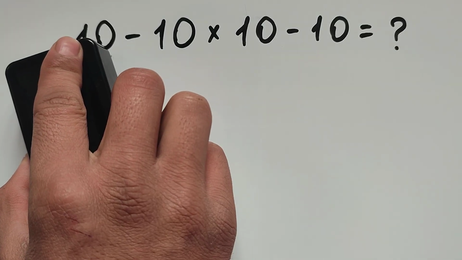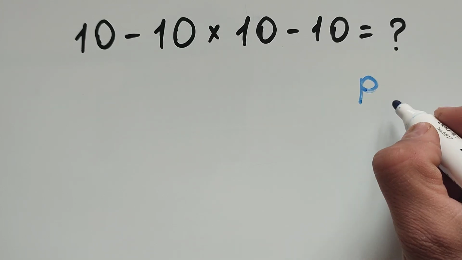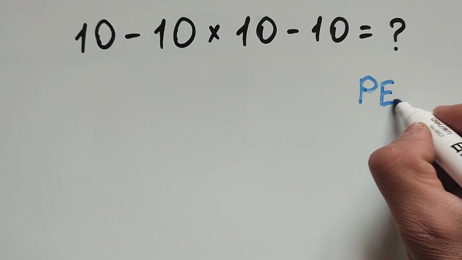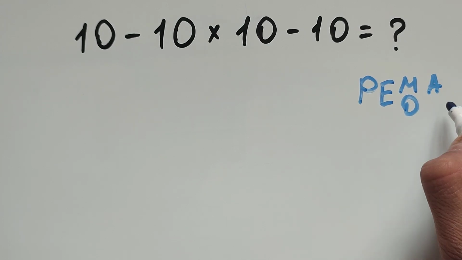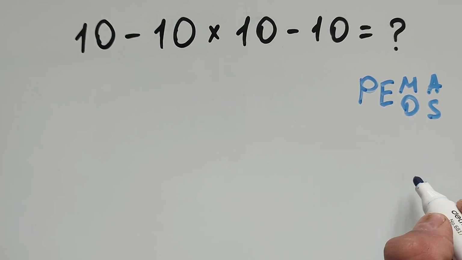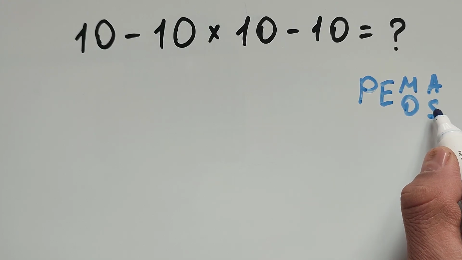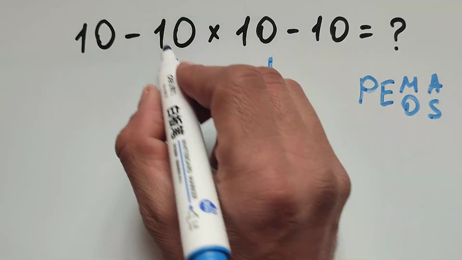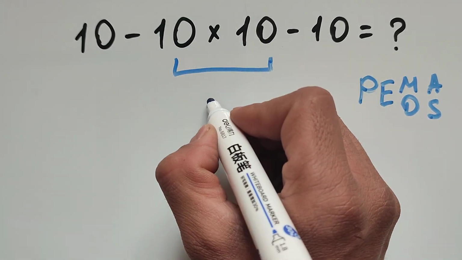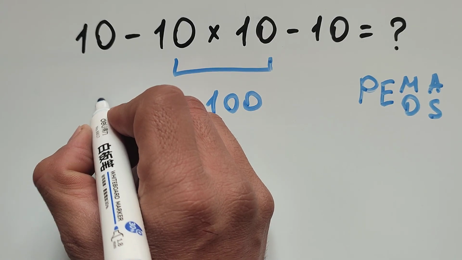According to the order of operations, first, we have to work inside the parentheses and then exponents, after that multiplication or division, and finally addition or subtraction. Here, multiplication comes before the subtraction, that's why we have to work first multiplication, and 10 multiplied by 10 equals 100, and we have to copy the rest part of the problem.